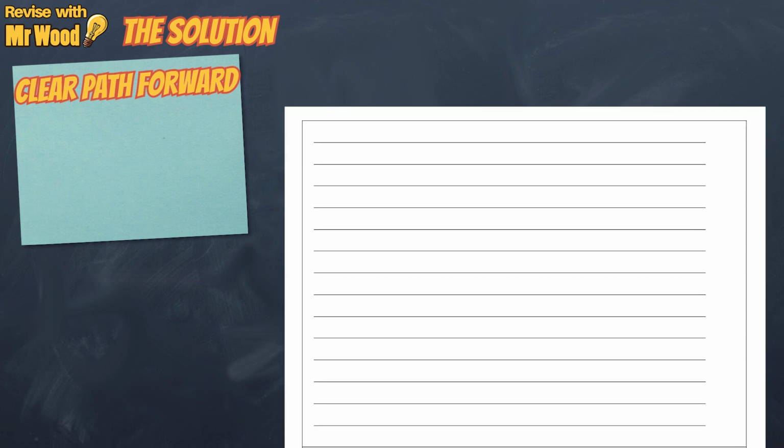Now, you've established the problem, you need to propose a solution. What can be done to address the issue? You want the reader or audience to see a clear path forward and to understand the action they can take to solve the problem. Back to my example speech.